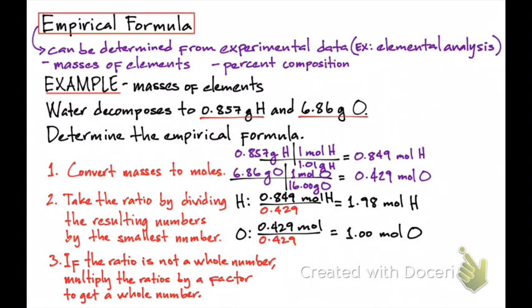So in this case, we're just going to round it up to 2. So for hydrogen, that would be about 2 moles, and for oxygen, 1 mole. So in that case, the empirical formula of water is H2O.